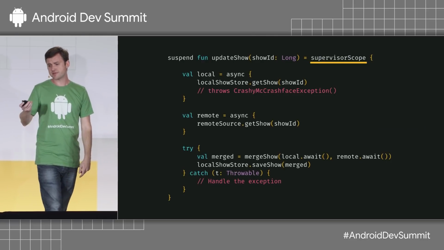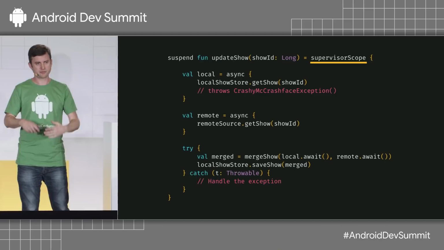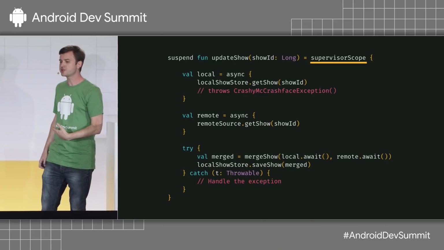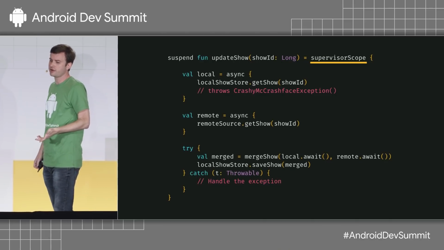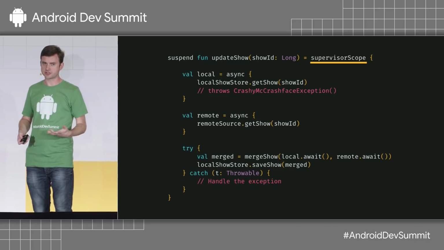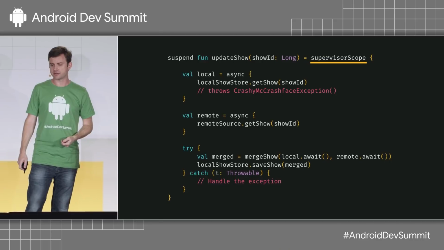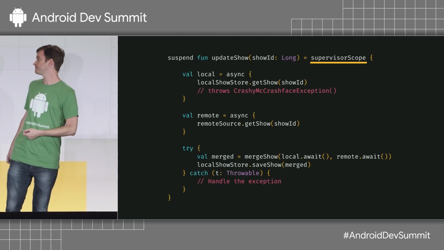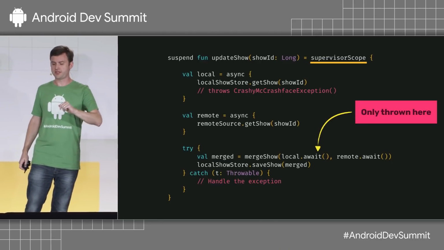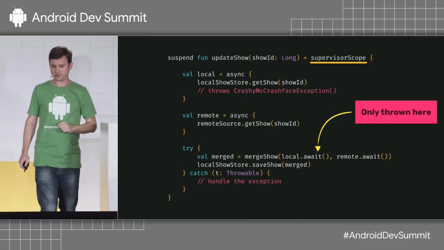Well, in this case, instead of using coroutine scope at the top to open up this parallel decomposition, we can use supervisor scope. It works exactly like coroutine scope, except with a supervisor job, which is a special kind of job that won't be canceled if a child fails with an unhandled exception. Oh, one more spot. Yep. It will only be thrown from this await method here.